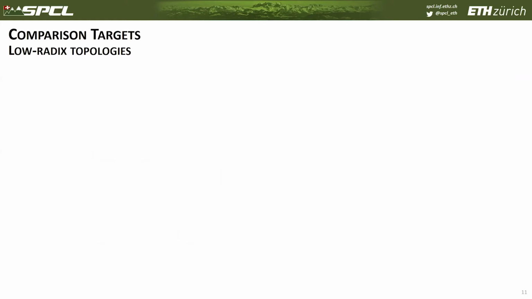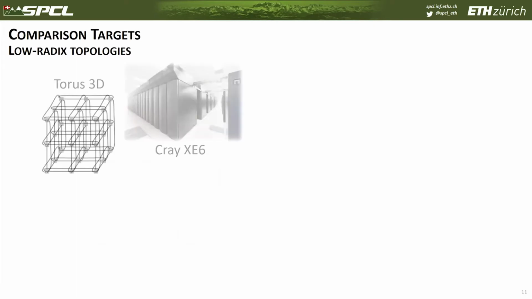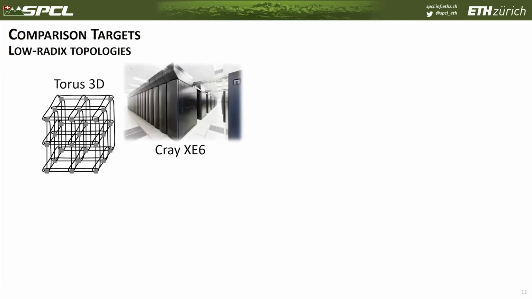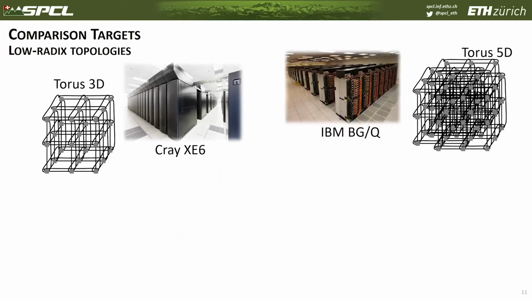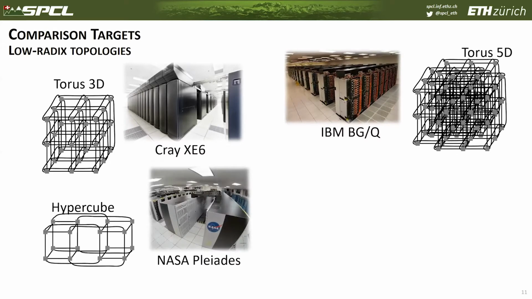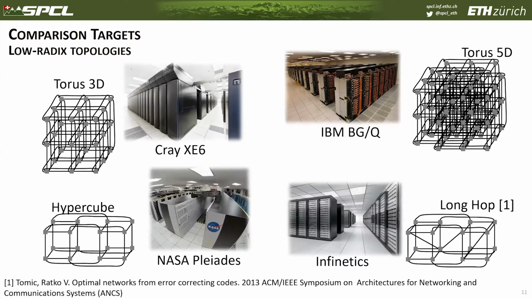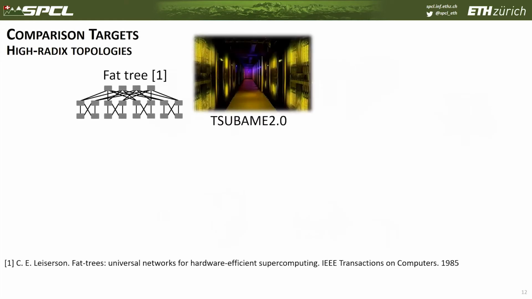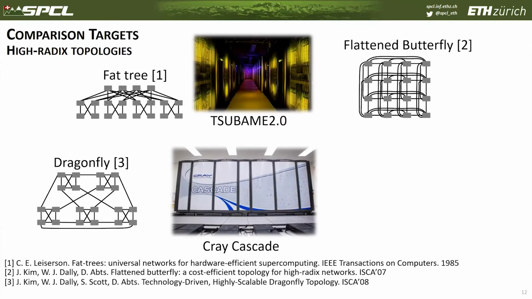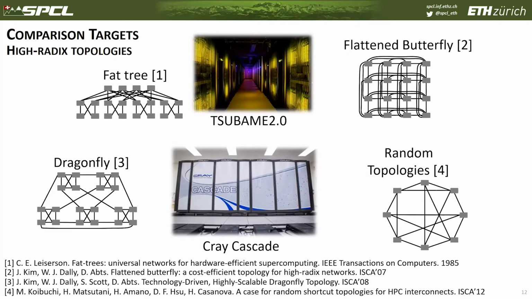So let's take a look at some results that show us the performance and the actual construction cost. In this comparison, we compared SlimFly to different low radix topologies, such as torus networks, hypercubes, or the long hop topologies, as well as to some high radix designs, such as fat trees, flattened butterflies, dragonflies, or random topologies. So we use a wide comparison spectrum of different designs and some example data.